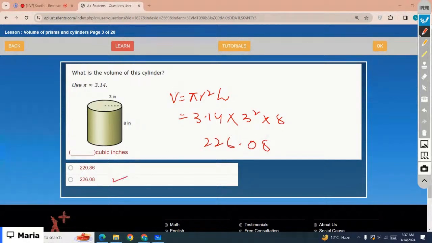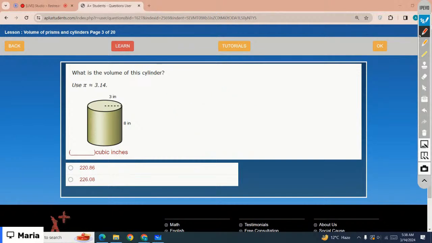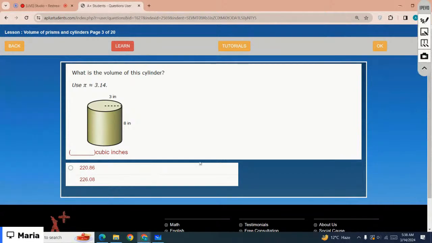Whenever you have to calculate the volume of the cylinder, you have to do V equals pi r square H. Okay, the correct option is 226.08. Option number 2 is the correct option.